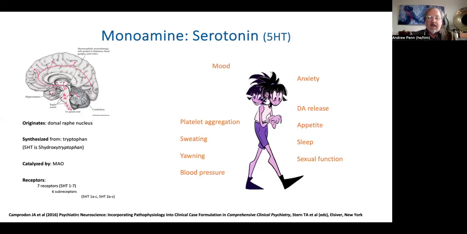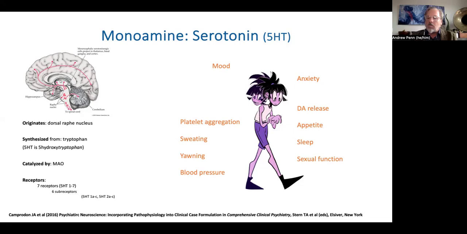So that's again also in the midbrain, also broken down by MAO. So you're starting to see a pattern there. And there's a lot of receptors. I have always been taught that there were 14 receptors for serotonin. I recently heard somebody say that there are 21. So this is probably an evolving story.